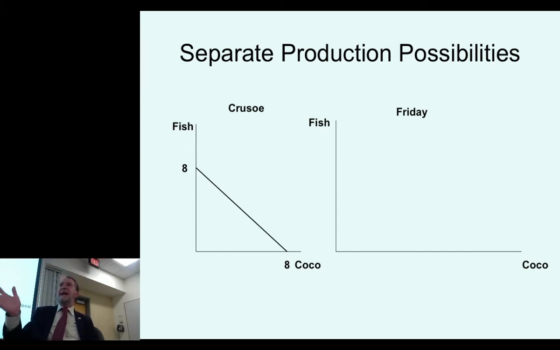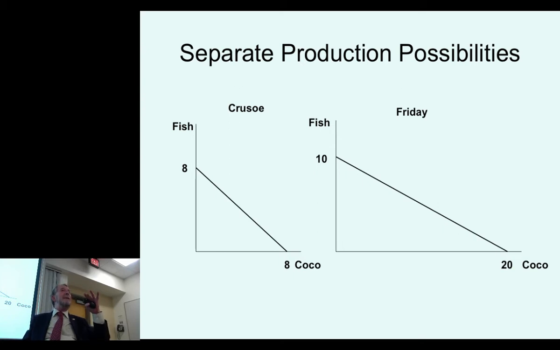Friday, we can draw in the same graph for him in the same manner. His maximum fish output with no coconuts would be 10. His maximum coconuts with no fish would be 20, or any linear combination between the two. He could do 10 fish and 0 coconuts, or he could do 9 fish and what? 2 coconuts, right? Because it's a 1 to 2 relationship, right? Every time you give up a fish, he's able to gain 2 coconuts. So his ratio is 1 to 2.